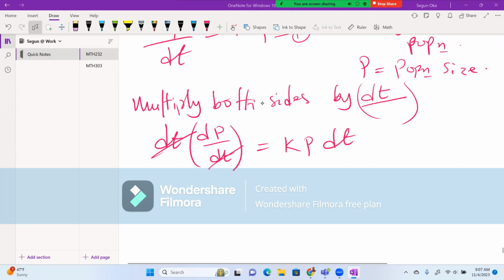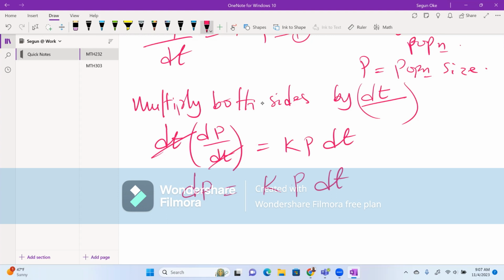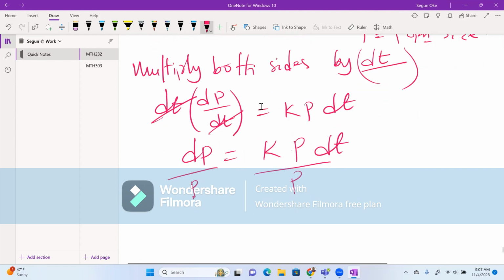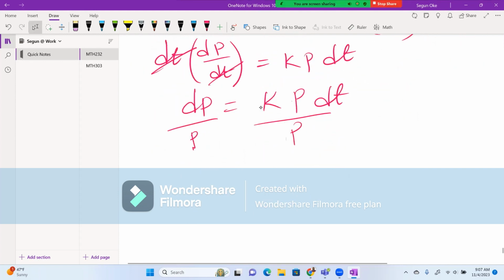So in this case we have dP equals kP dt. Excuse me. But all the P has to come together. So we divide both sides by P again. When you divide both sides by P, what do you have? You are left with dP over P equals k dt.